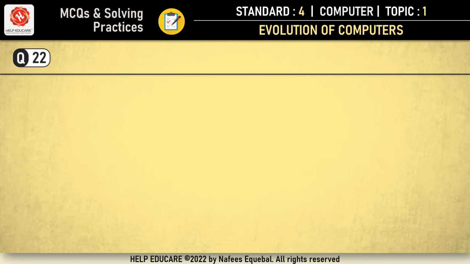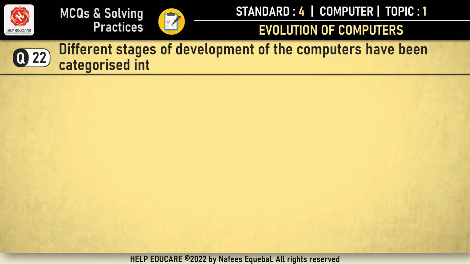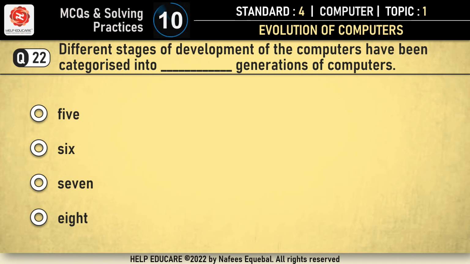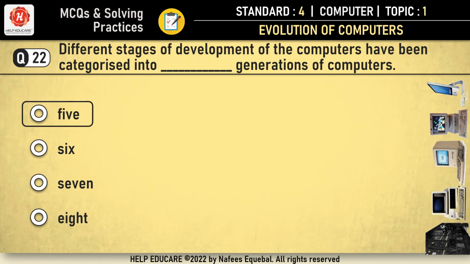Question number 22. Different stages of development of the computers have been categorized into dash generations of computers. First option 5, second option 6, third option 7, fourth option 8. Answer will be displayed in 10 seconds. Correct answer is 5.